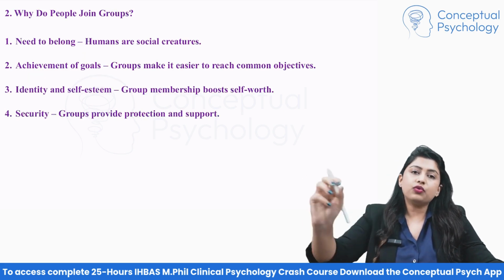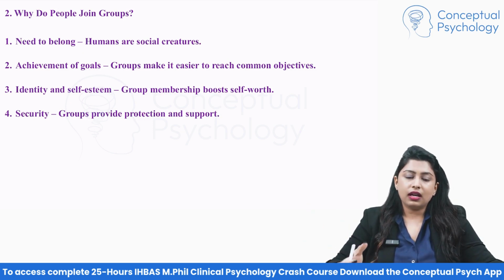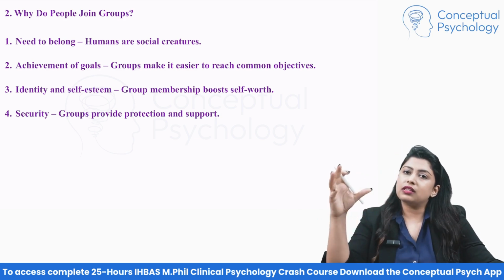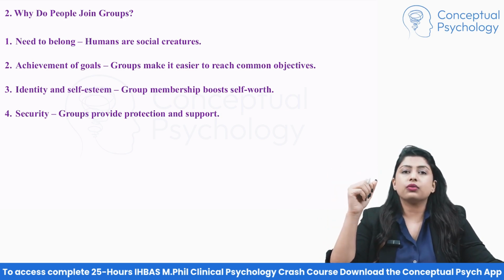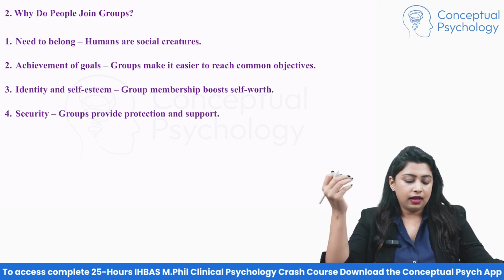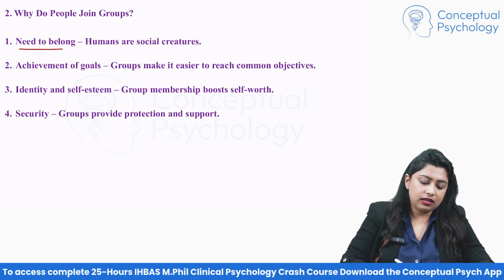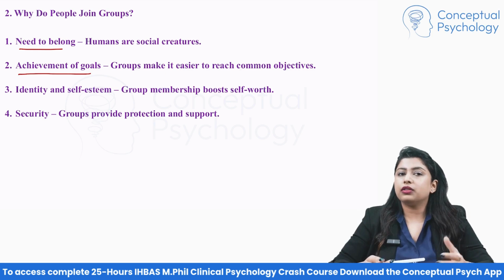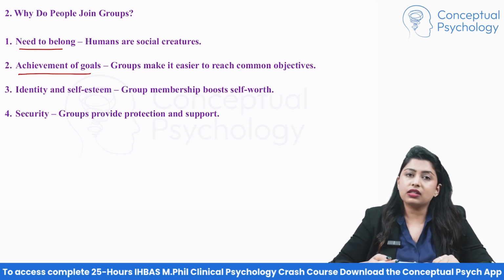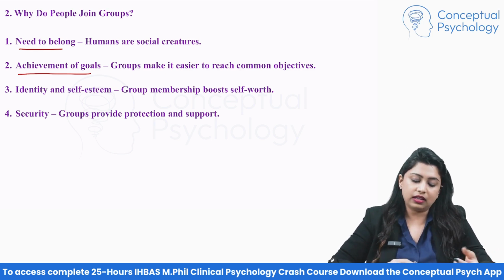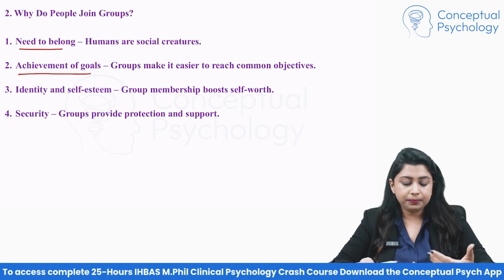Now, why do people join groups? Because we have a need to belong, as humans are social creatures. So students join clubs to feel included. Then there is achievement of goals. Groups make it easier to reach common objectives. So workers form unions to negotiate with employers, which facilitates the achievement of goals.